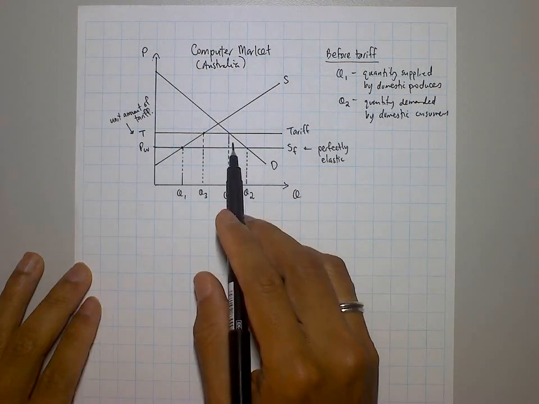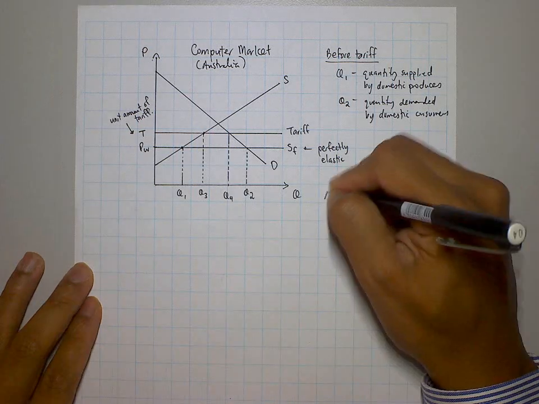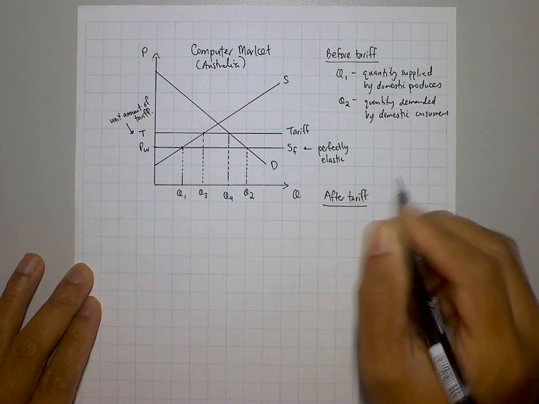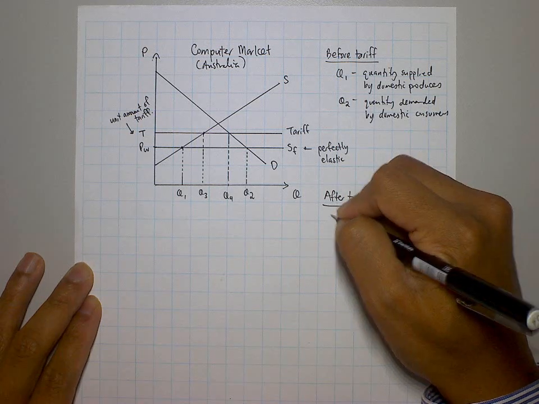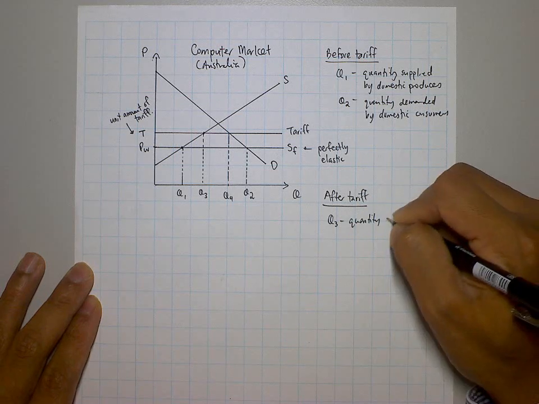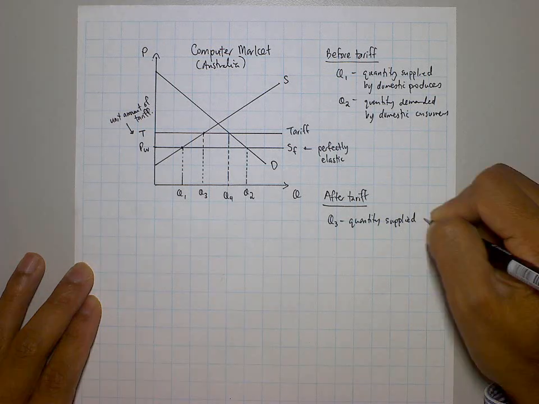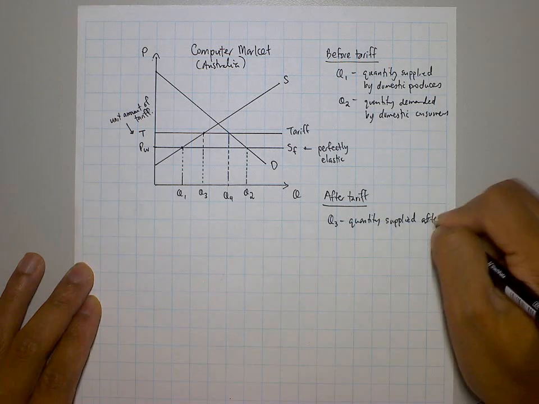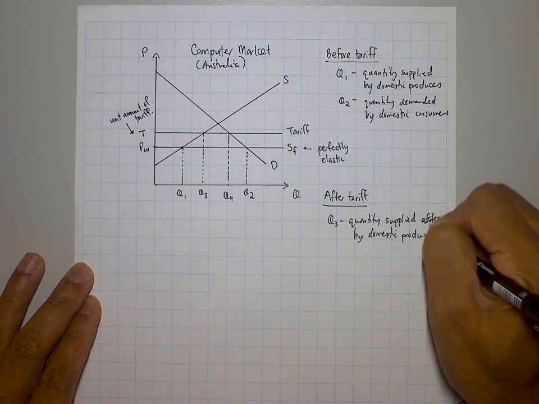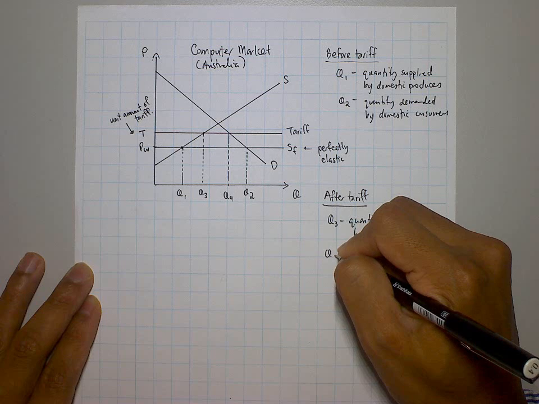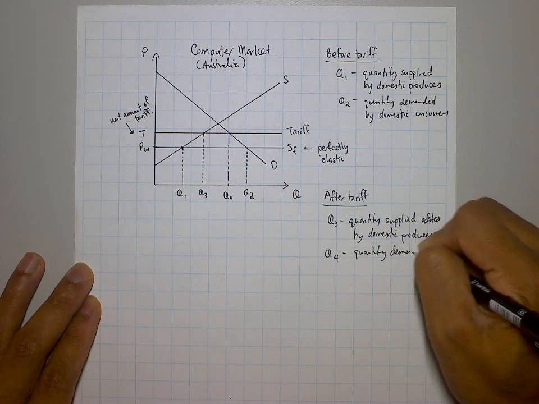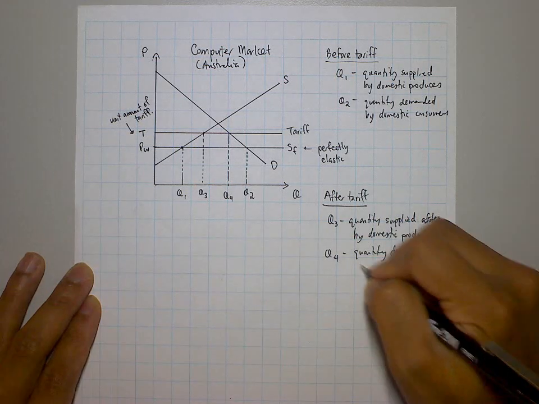Alright, so we've already said that Q3, so after tariff, Q3 is the quantity supplied by domestic producers, and Q4 is the quantity demanded by domestic consumers.